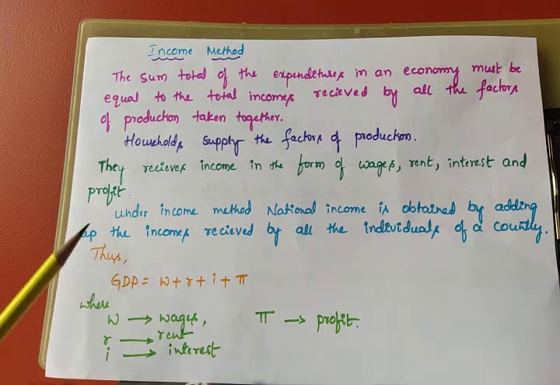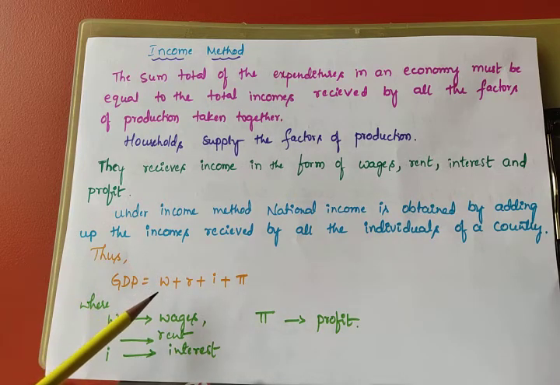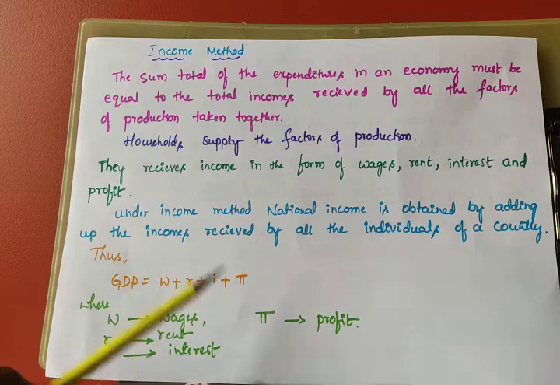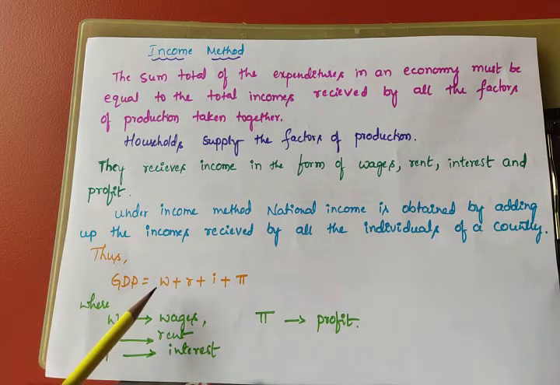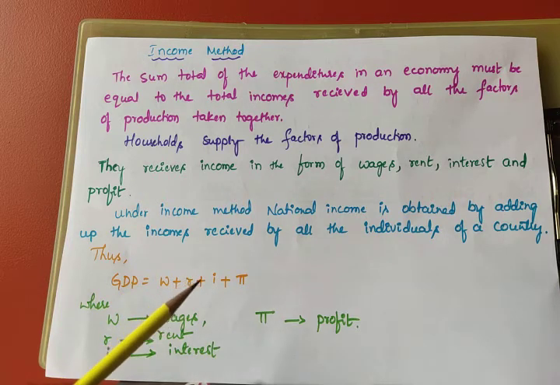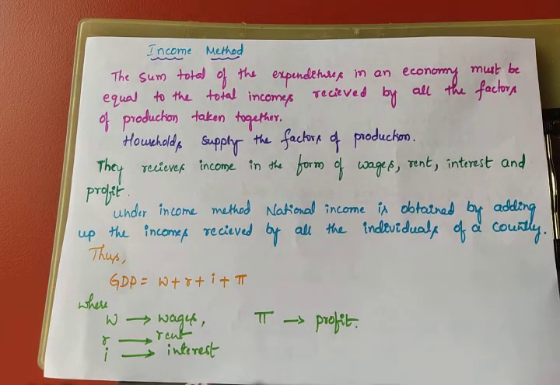That we can explain with the help of a formula. We can calculate the GDP under this method as wages plus rent plus interest plus profit. W means wages, R means rent, I means interest, and pi means profit. Adding all these, the value we get is the income, and through that we calculate the national income under this method.